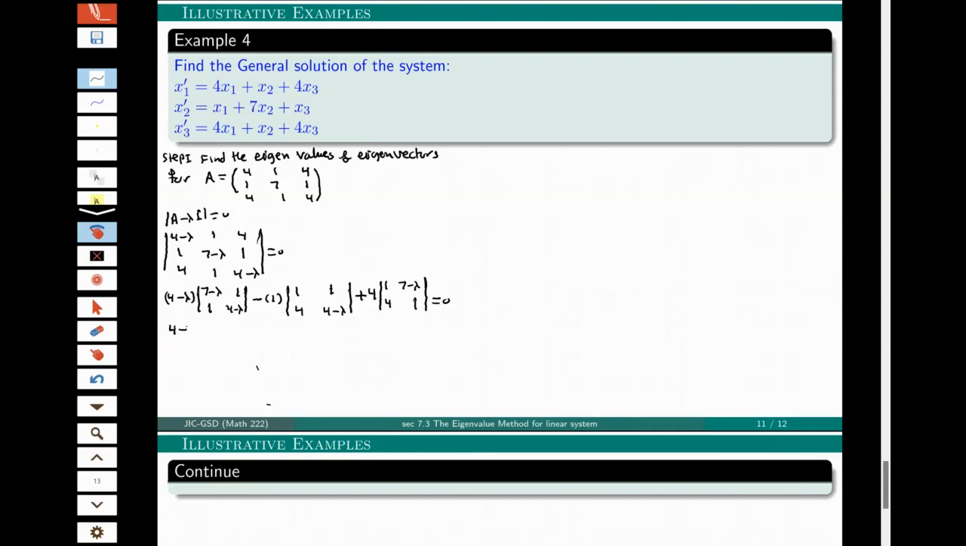Now, that will be 4 minus lambda times (7 minus lambda) times (4 minus lambda) minus 1. That's minus (4 minus lambda minus 4), and that's 4 times (1 minus 4 times (7 minus lambda)) equal to 0. We simplify this one. We will say this is 4 minus lambda. If I expand this one, 7 times 4 is 28. Then 7 times minus lambda is minus 7 lambda.